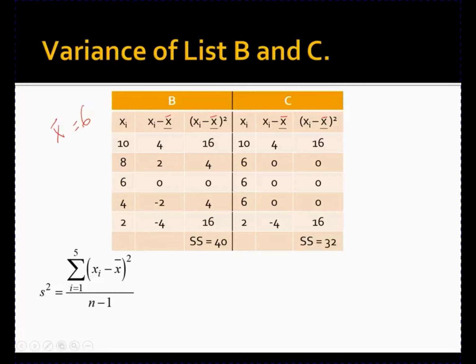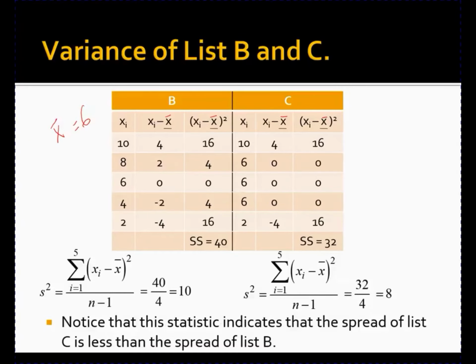So what we're going to do is take our sum of squares. We want to find our variance, so we take the sum of squares and divide it by n minus 1. We have 5 values, so 5 minus 1 is 4. So our variance for list B is 10, and for list C, we take our sum of squares, which is 32, and divide it by 4, which is 5 minus 1, which gives us 8.